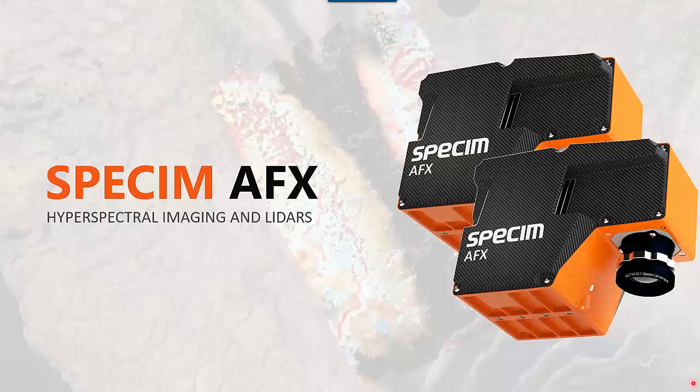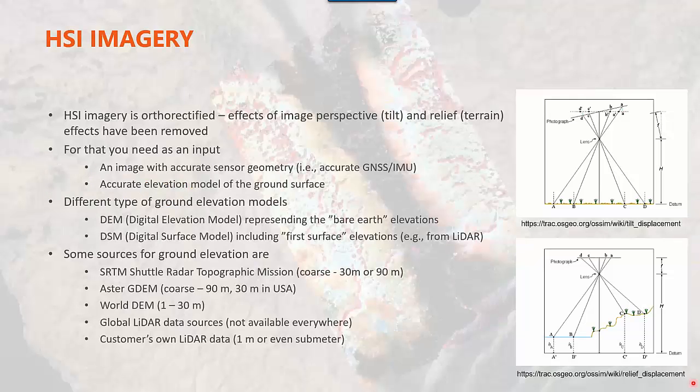Okay, our next topic is the hyperspectral and LiDAR data fusion. I'll start with the hyperspectral imagery. Hyperspectral imagery is auto-rectified. So you want to remove the effects of image perspective, sometimes referred to as tilt, and then relief, which are terrain effects coming from the variation of the ground elevation of the Earth.